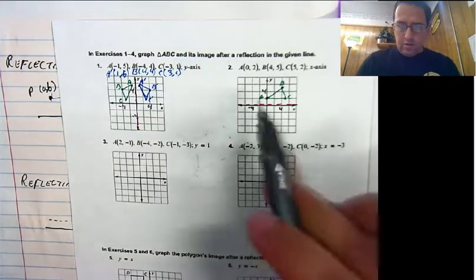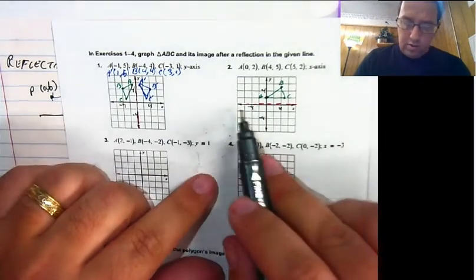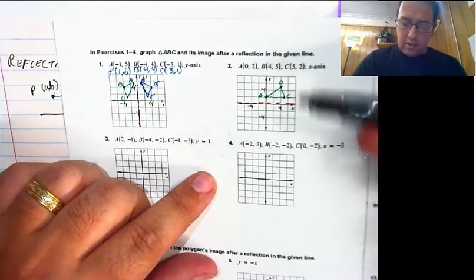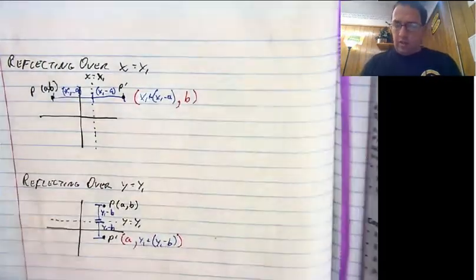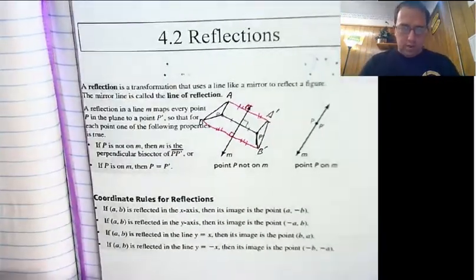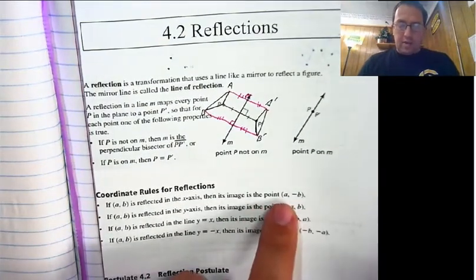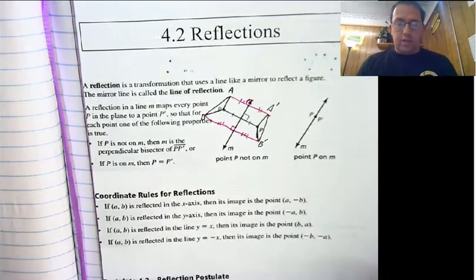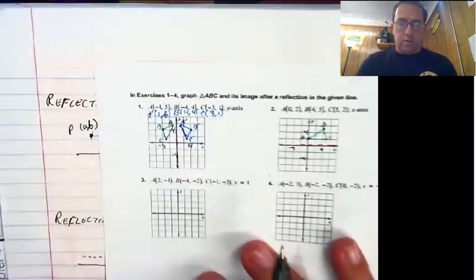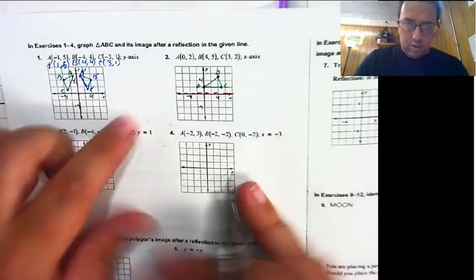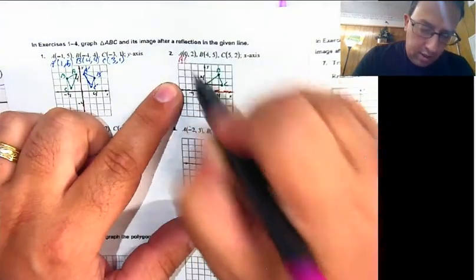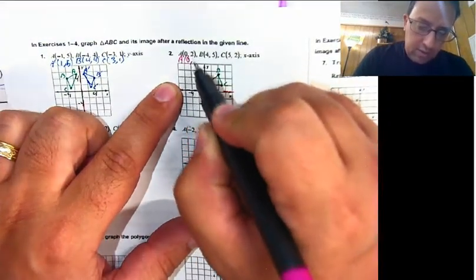So let's look at number 2. I've got it drawn on there. Again, reflecting over the x-axis, and now we're coming down this way. We take a look at the rules real quick, and we see that reflecting over the x-axis is going to be (a, negative b). So the x values stay the same, and we just change the sign of the y values. All right. So on A, the x value stays the same.